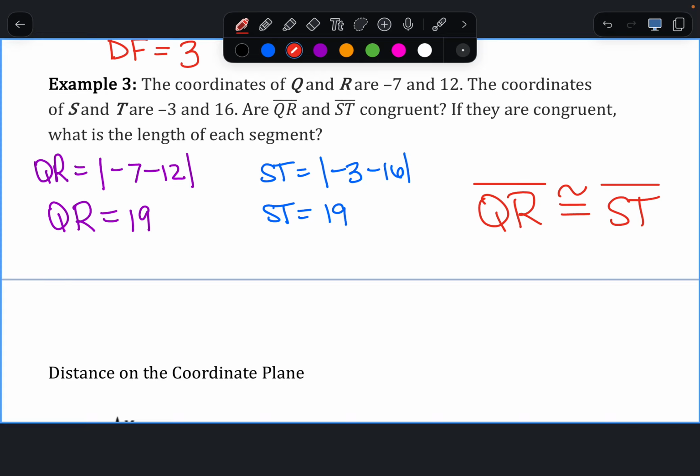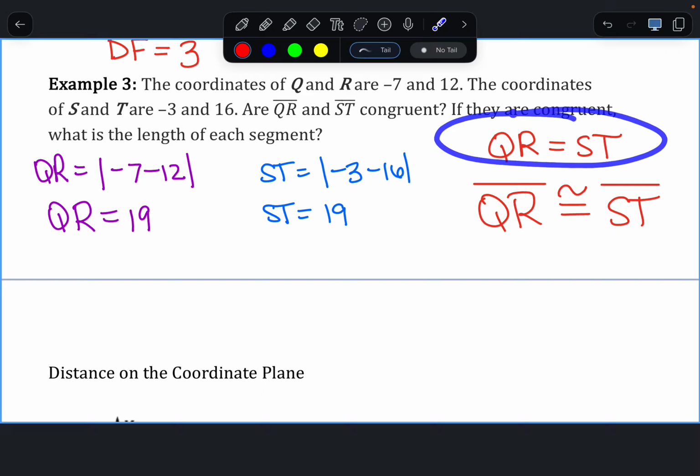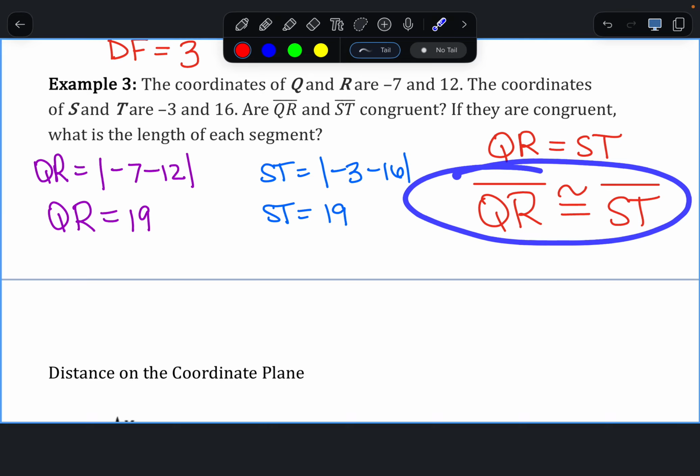Why would we put congruent when they're the same thing? Can we just put equal? He's talking about measure. So the measurements are equal, the segments are congruent. That's how those are read. Let me say it again. The measurements are equal. The segments are congruent.